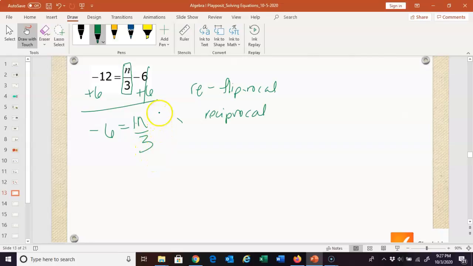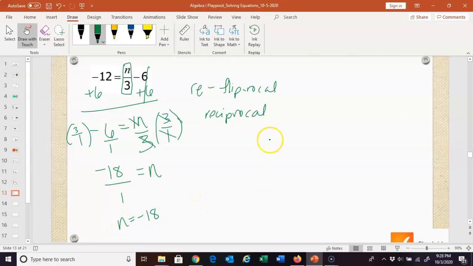So sometimes it helps to write that so you can actually see what fraction you're going to flip. So instead of 1 over 3, we're going to have 3 over 1. Remember, you're only doing the number part because the goal is to get rid of the number, not the letter. So we're going to do it to both sides. Now 1's cancel and the 3's cancel, and you're left with n over here. And let's make this a fraction, right? So top times the top. This is 3 times negative 6. So that's a negative 18. And 1 times 1. So you can just write n equals negative 18. Let's check it.